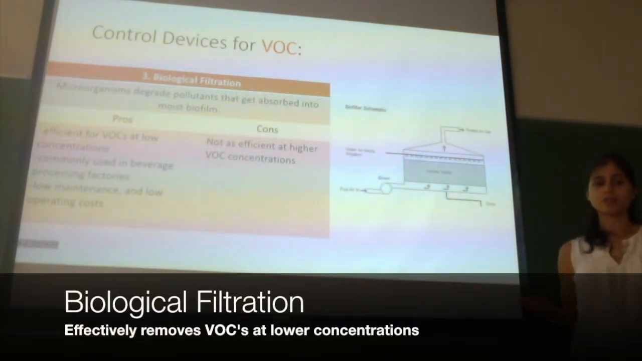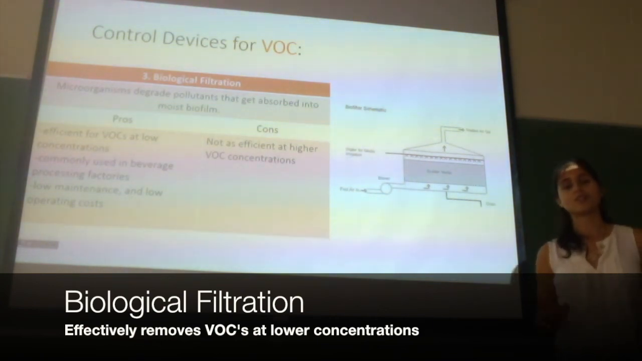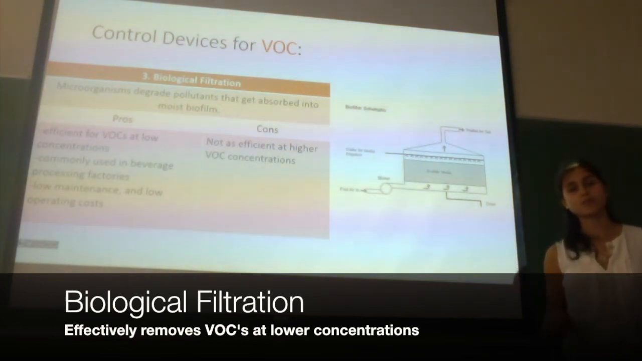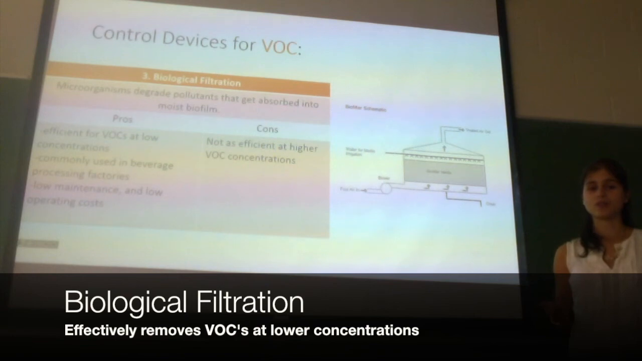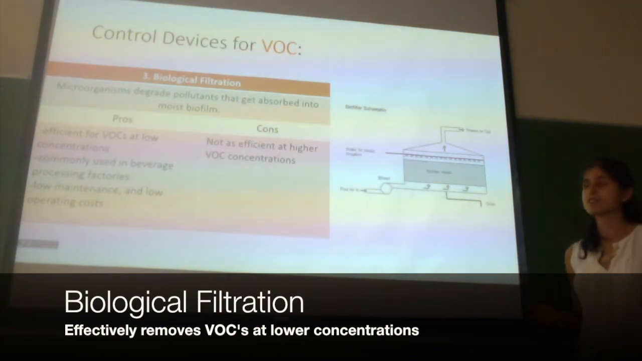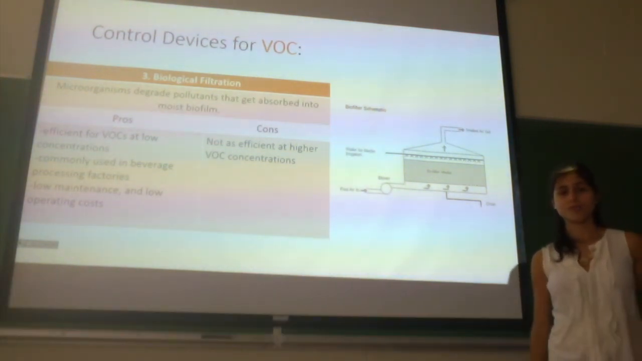We also have the option of biological filtration, in which the gaseous pollutants get absorbed onto the moist biofilm. On this biofilm, microorganisms start biodegrading the volatile organic compounds that get trapped in it. Some pros are that it's efficient for VOCs at a lower concentration, and it's already being used at some beverage processing facilities, so it's known to work and be reliable. Another good thing is that it has low operating and maintenance costs because it's pretty much self-regulating. The con to this, though, is that it's not as efficient if you have higher VOC concentration emissions.